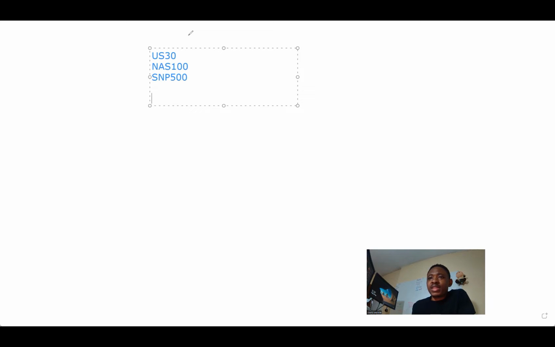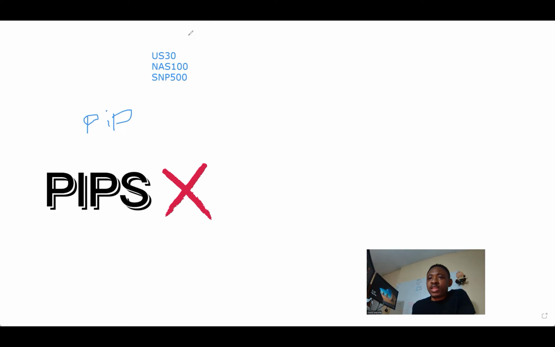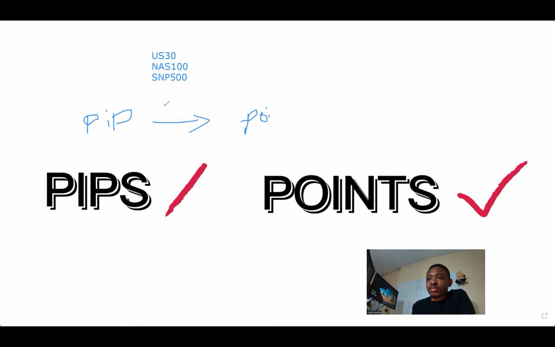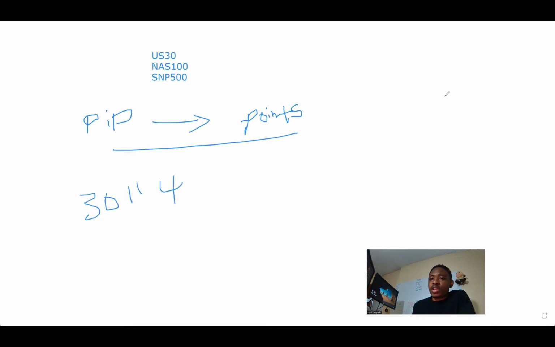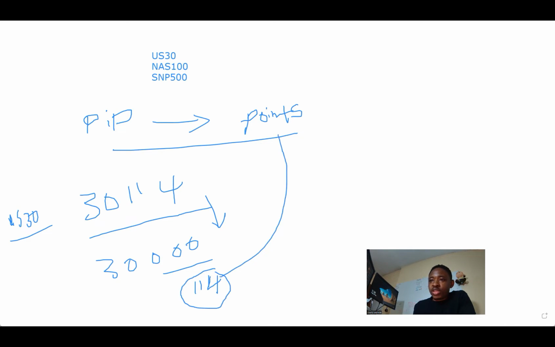With these indices, they are not really calculated in PIPS. They are calculated in terms of points rather than PIPS. So you see, US30 would be priced, let's say, 30114. That is the value of the asset US30. So if US30 pushes down from this level to 30000, what does it mean? It means it has dropped by 114. But what does this 114 mean? This 114 is points. But how does this relate to PIPS? Whatever points you are making, times 10 would give you PIPS. So 114 will be 1,140 PIPS.